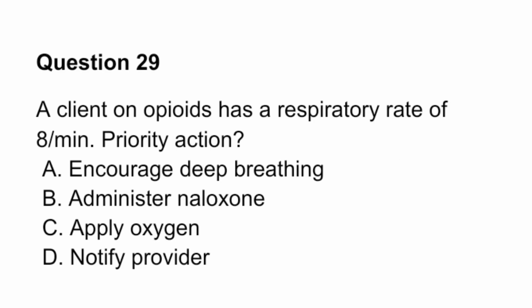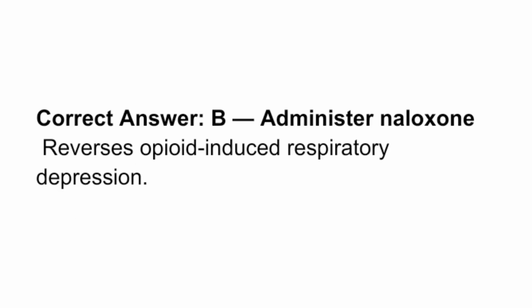Question 29. A client on opioids has a respiratory rate of 8 per minute. Priority action: A. Encourage deep breathing. B. Administer naloxone. C. Apply oxygen. D. Notify provider. Correct answer, B. Administer naloxone. Reverses opioid-induced respiratory depression.